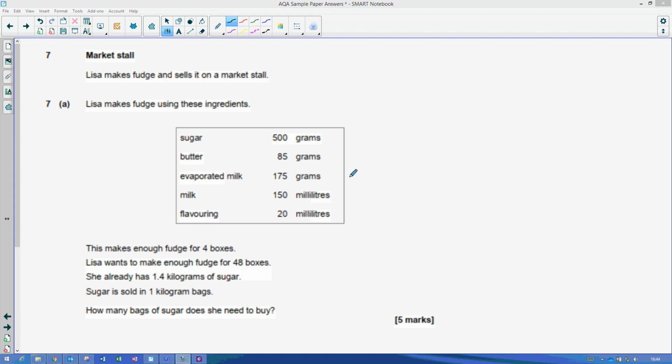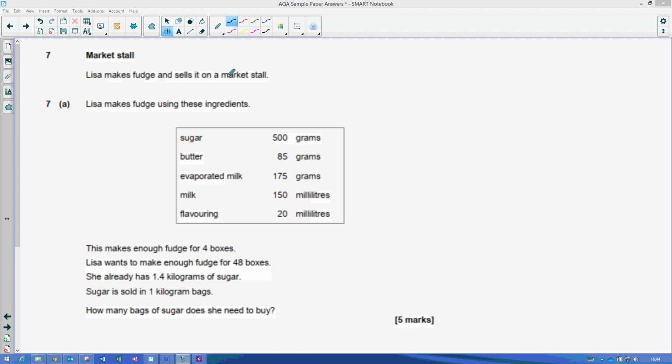AQA Sample Paper Non-Calculator Question 7a. So we're now getting into longer and more complicated questions. This question's worth 5 marks, so we need to expect to be doing quite a lot of work to get all 5 marks. Let's look at the question.